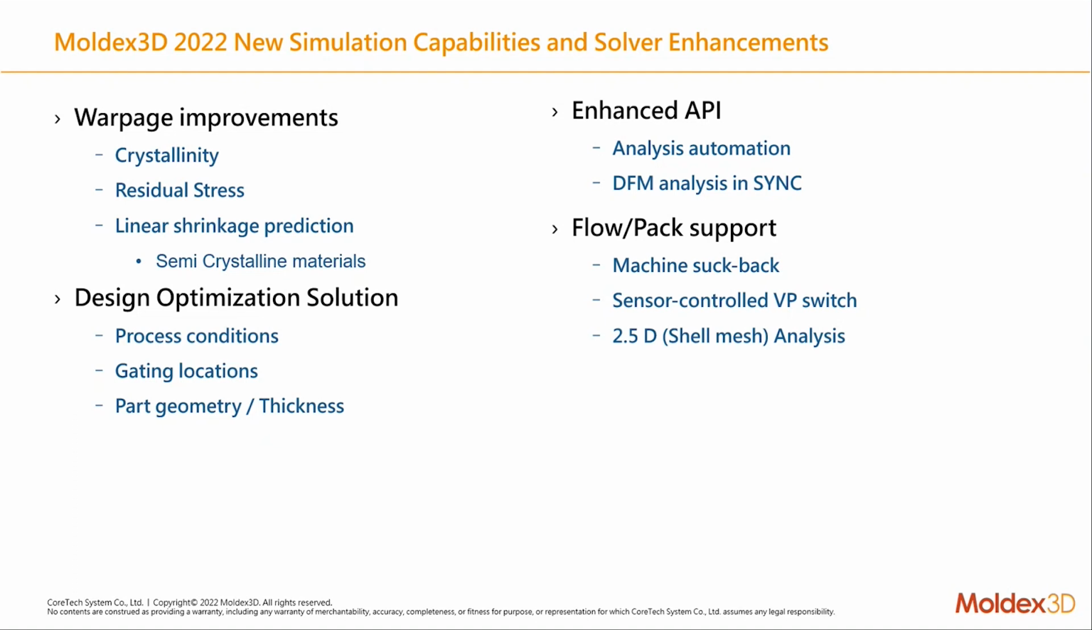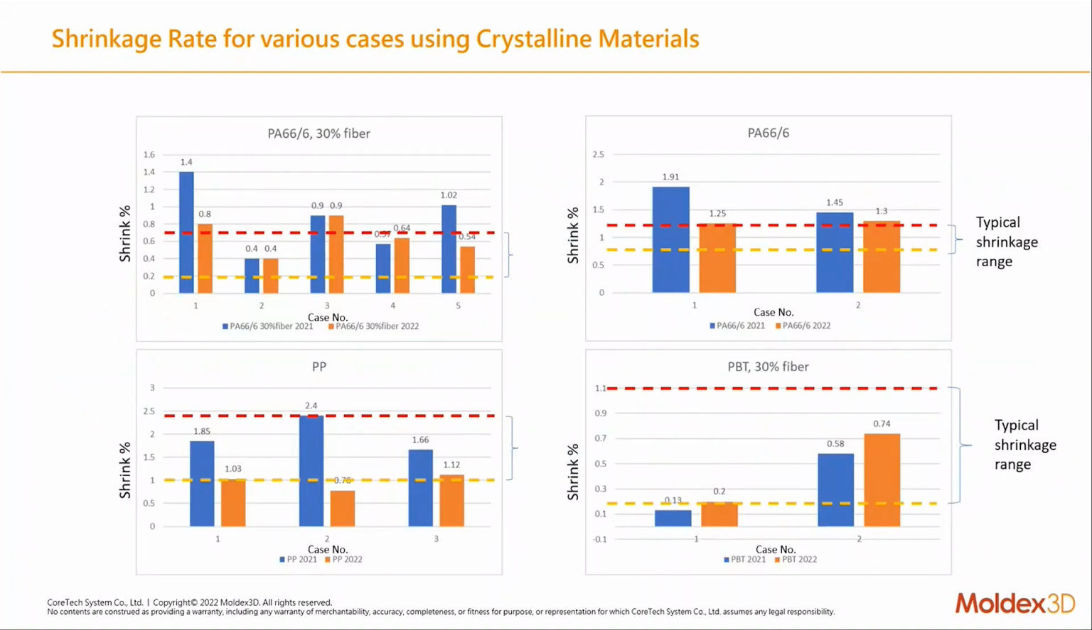2022 in Moldex3D. First one, shrinkage rate for various cases using crystalline materials. So that's a significant improvement that has been done in the shrinkage and warpage results using the crystallinity data. Some improvements have been done in that area.